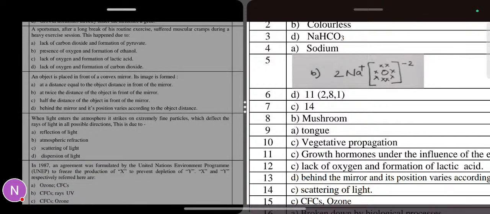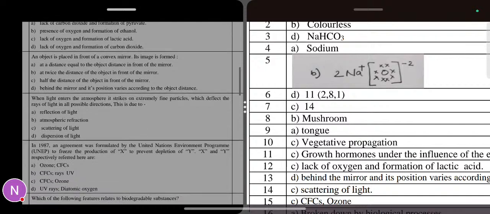Next question. When light enters the atmosphere, it strikes extremely fine particles which deflect the rays of light in all possible directions. This is due to reflection of light, atmospheric refraction, scattering of light, or dispersion of light. So this is due to scattering of light.